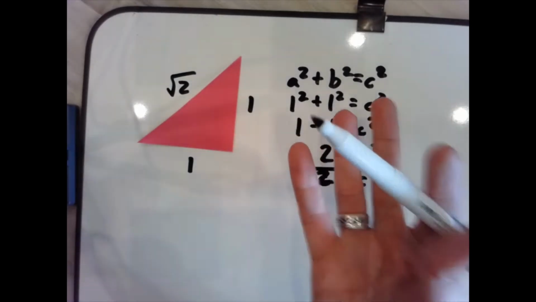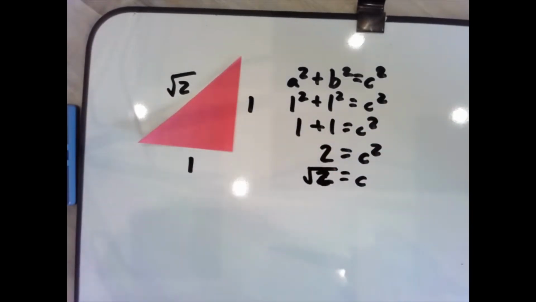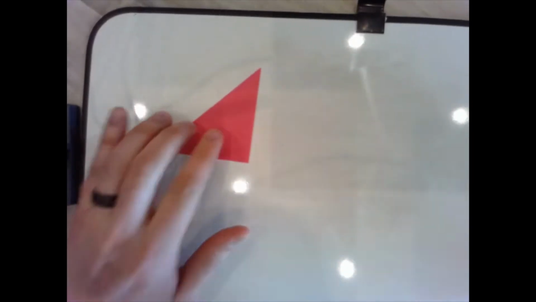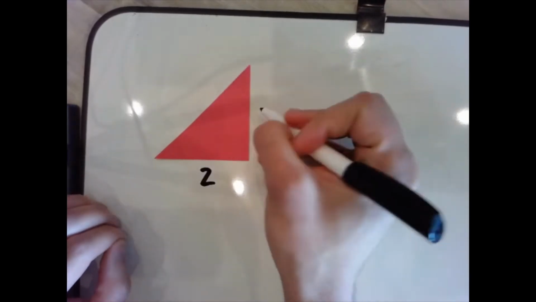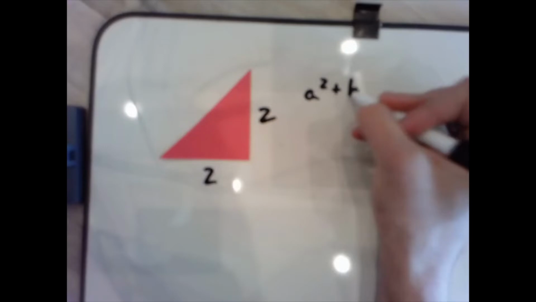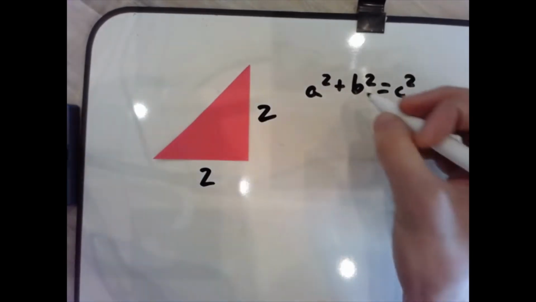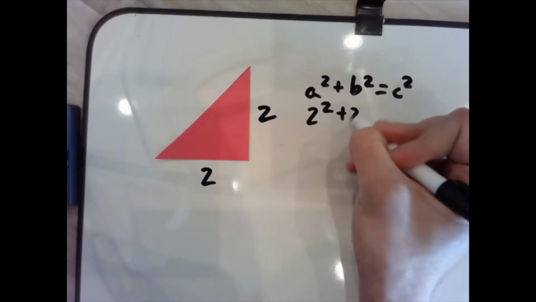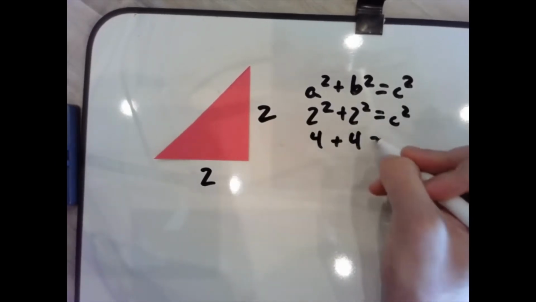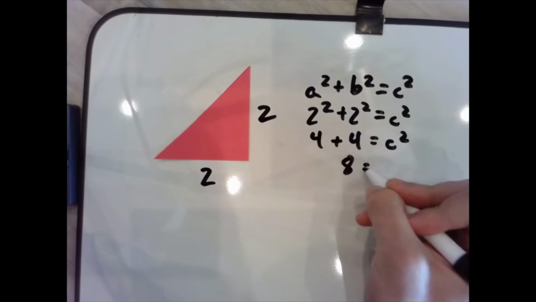But who cares? What's the big deal? Well, let's come back to this, and let's assume that instead of the sides being 1, they were 2. Let's do the same thing. A squared plus b squared equals c squared. So that means 2 squared plus 2 squared equals c squared. So 4 plus 4 equals c squared, or 8 equals c squared.